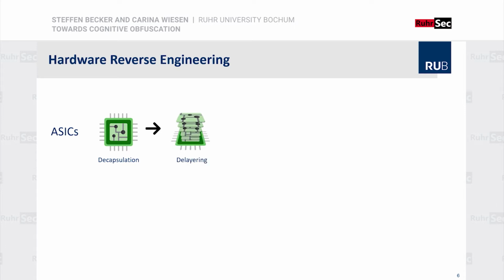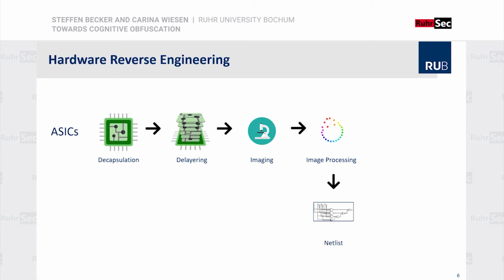After decapsulation, the die has to be delayered via different forms of etching. Every layer is then imaged with a scanning electron microscope before those images are stitched together and corrected for errors in the image processing step. After further annotation and recognition of standard cells, a flat logic netlist can be extracted, which has to be analyzed subsequently. While the steps required for netlist creation are generally well understood, the step of netlist analysis marks the core of our investigation.